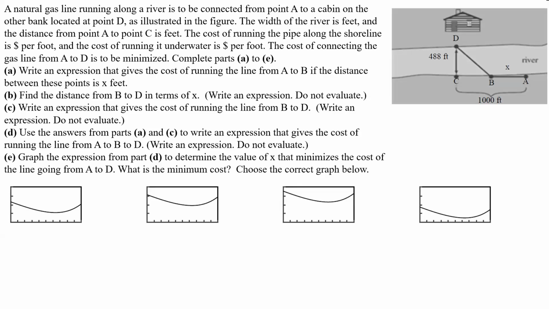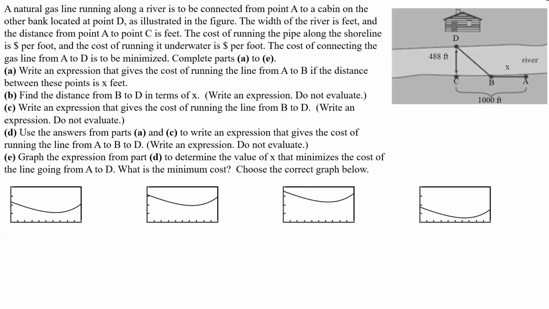All right, so here we have kind of a long one. It says the natural gas line running along a river is to be connected from point A to a cabin in the other bank located at point D as illustrated in a figure. The width of the river is feet and the distance from point A to point C is in feet. The cost of running the pipe along the shoreline is dollars per foot, and the cost of running underwater is dollars per foot. Now the cost of connecting the gas lines from A to D is to be minimized. Complete parts A through E.